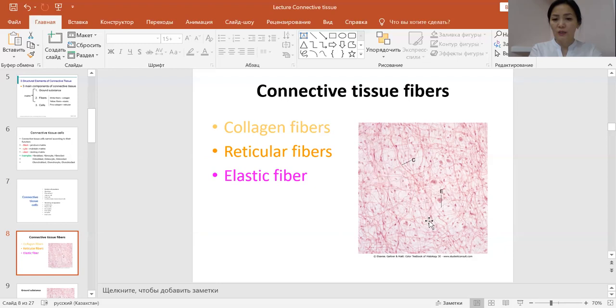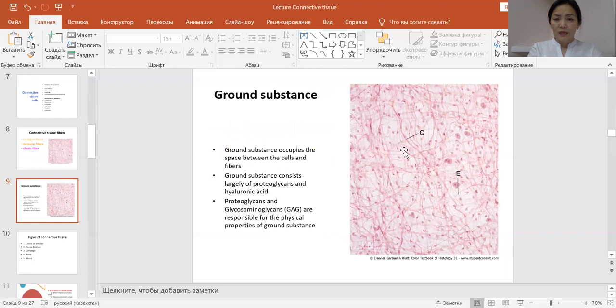Elastic fibers are thin fibers. Reticular fibers are also thin fibers, but these reticular fibers divide into many branches. That's why they can form a network. Ground substance: for example, we can see wide spaces between cells and fibers. These spaces are filled by the ground substance.